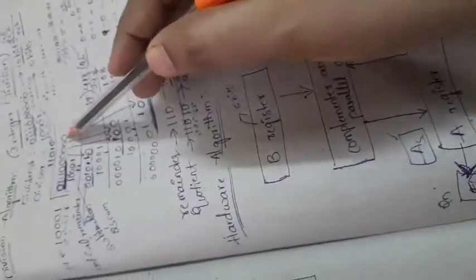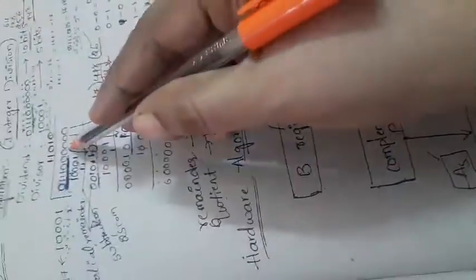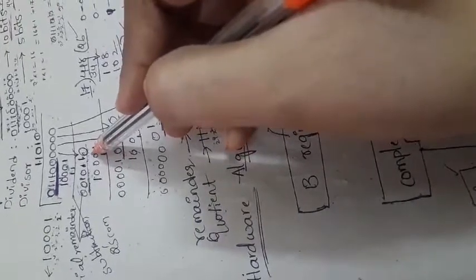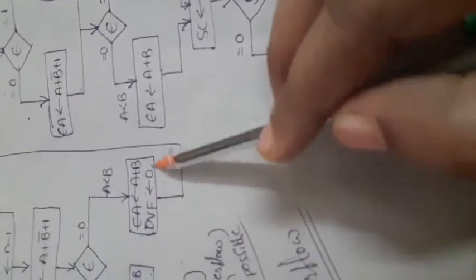So that's why we are storing the number from the dividend. We consider the dividend number as the partial remainder, in order to store the original dividend value, so that we can use it in the addition operation, that is A plus B. If there is no overflow, the DVF value will be 0.